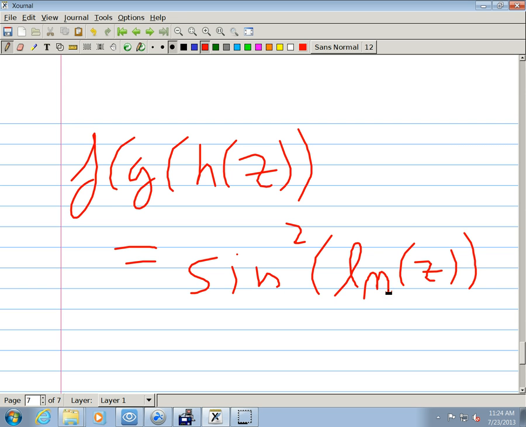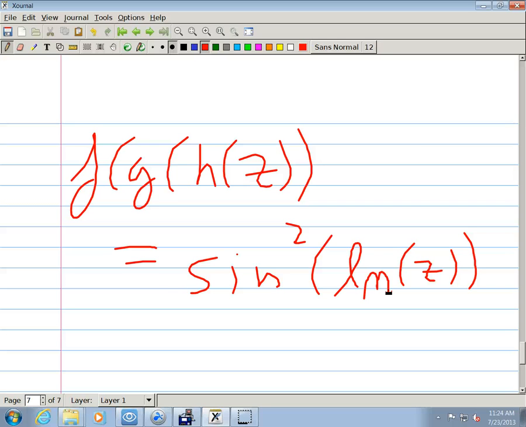So the innermost function is ln of z. That's h. I'm plugging ln of z into what? Into sine squared, right. So who's f and who's g? Is f sine or is g sine?